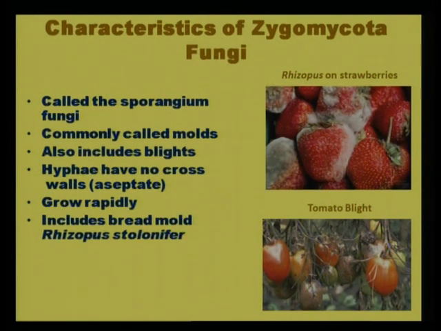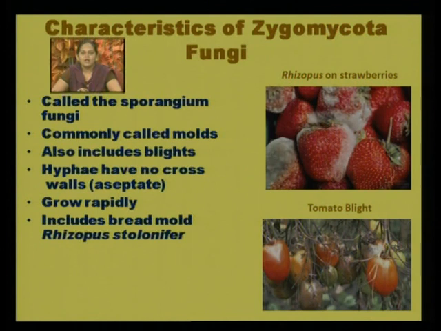Zygomycota are also called the sporangium fungi. Why? Because they bear a sporangium, which is a fruiting body containing the sporangiospores. Commonly included examples are molds and blights. They have no cross walls, that is, they are aseptate hyphae, and they grow rapidly compared to the other groups of fungi. One of the best examples which has been studied is the bread mold, that is Rhizopus stolonifer.